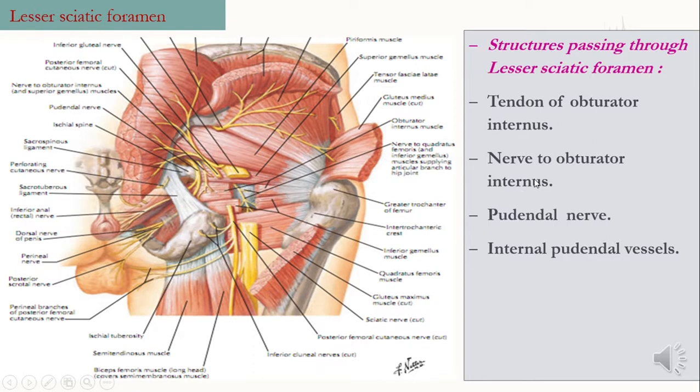So it is going in the reverse direction from the gluteal region, first supplying some part of these muscles and then towards the pelvis. Pudendal nerve and internal pudendal vessels, which had entered the gluteal region through the greater sciatic foramen, are now exiting it and entering the perineum.